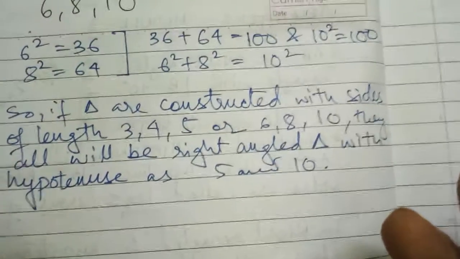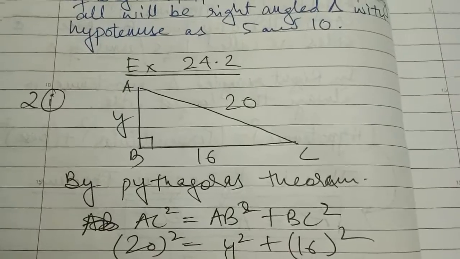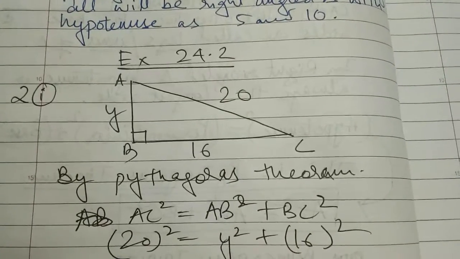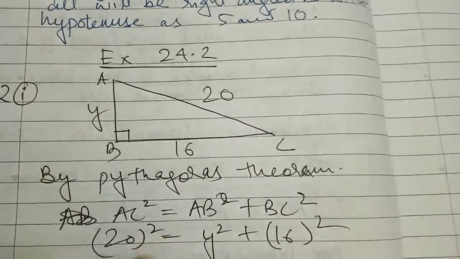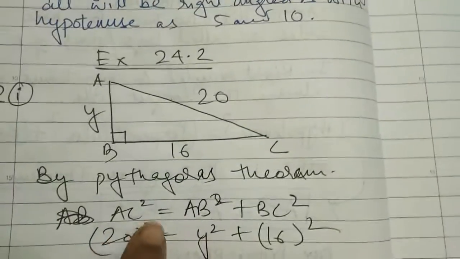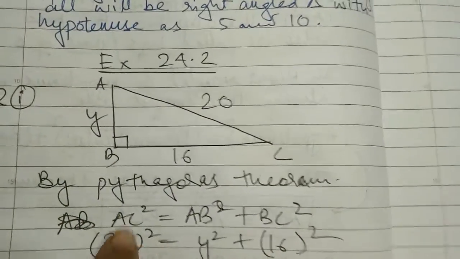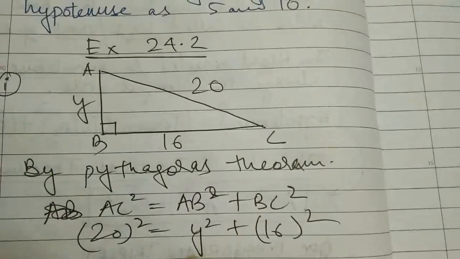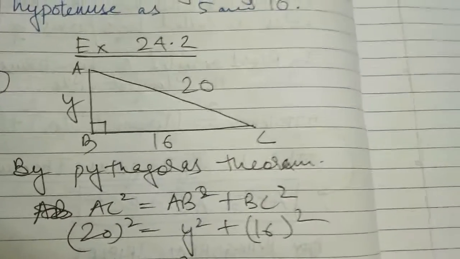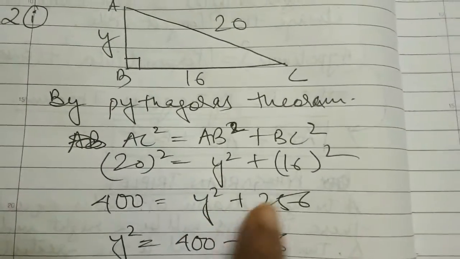Now see, from here I have taken one question from your book only. They have asked to find the value of Y from this triangle. First of all, using the Pythagoras theorem, AC is the hypotenuse, so hypotenuse square equals perpendicular square plus BC square. In place of AC I have written 20, in place of BC I have written 16, and in place of AB I have written Y, because it is given as Y. Then 20 square is 400, plus Y square, and this is equal to 256.